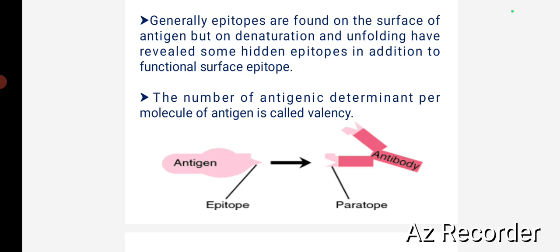The epitope of the antigen binds to the paratope of the antibody. Antigen binding site of antibody is called paratope. Antibody binding site of antigen is called epitope. Epitope is generally present in antigen, paratope is generally present in antibody. The epitope and paratope are complementary to each other. Binding sites are complementary to each other.